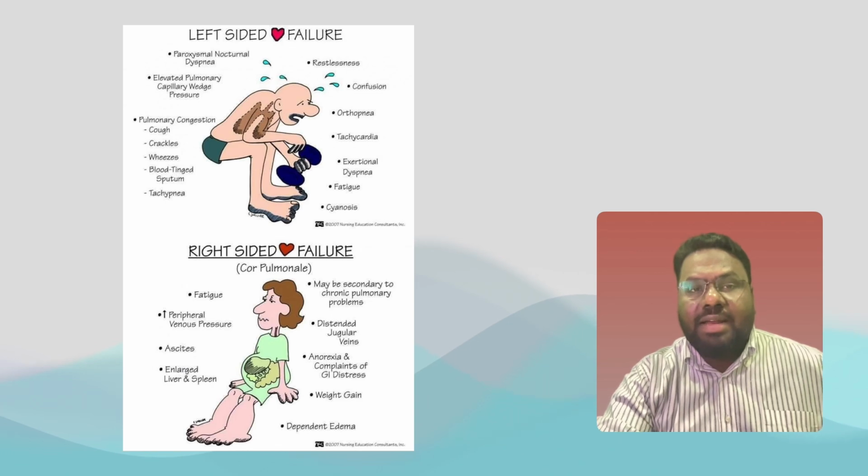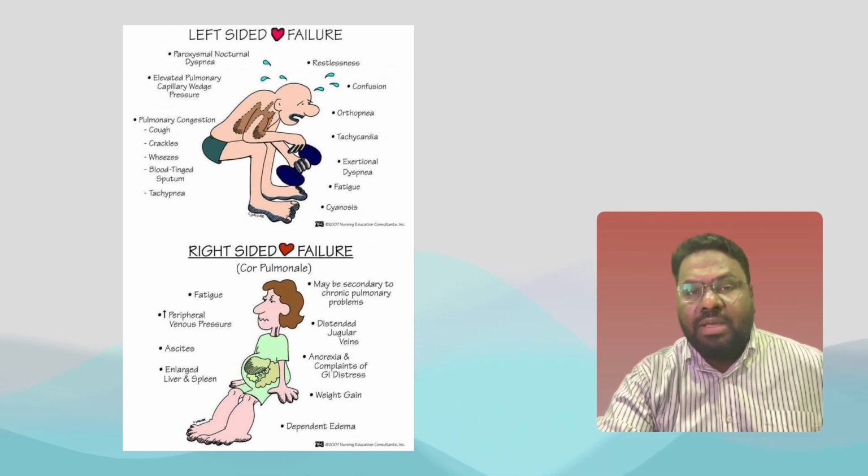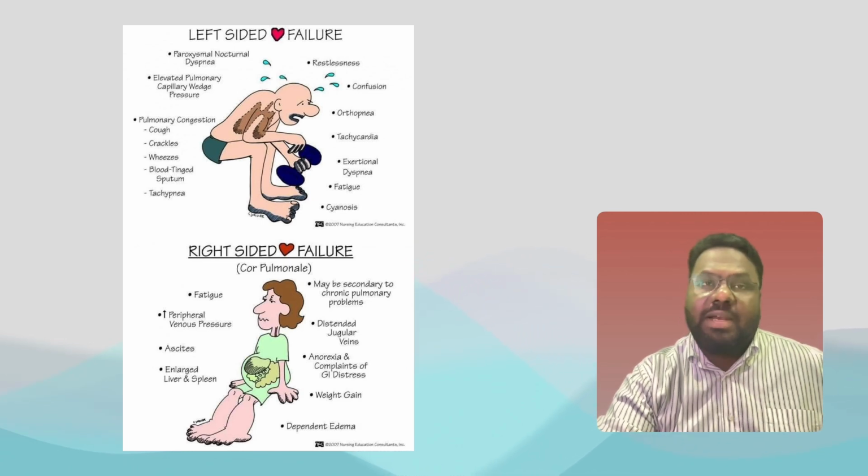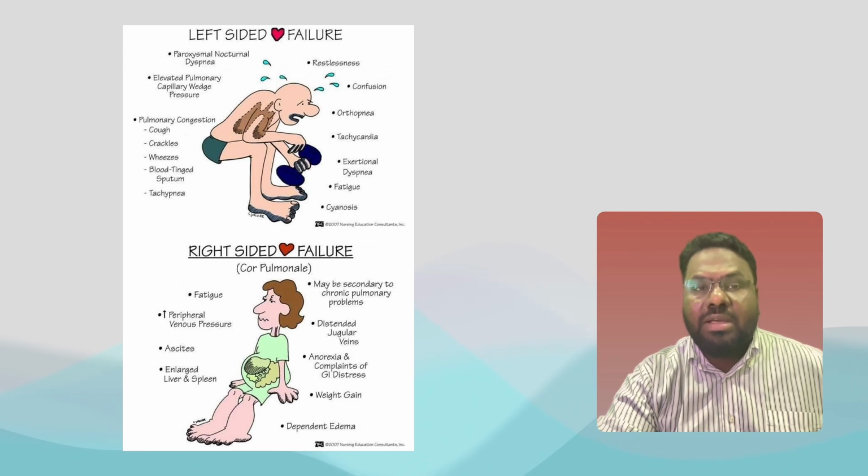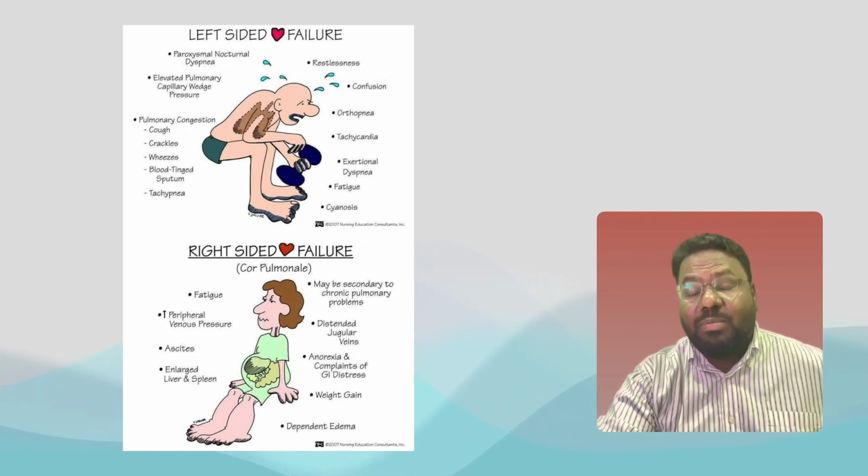Now talking about right heart failure. Usually the patient presents to you with fatigue, increased peripheral venous pressure, ascites, enlarged liver and spleen, hepatosplenomegaly. Patient may be a secondary case of COPD, chronic obstructive pulmonary disease, or sometimes there is a distended jugular vein which is seen. Anorexia is an important complaint. Weight gain is also an important complaint, and dependent edema is also an important complaint.